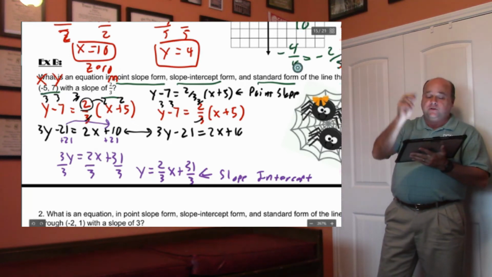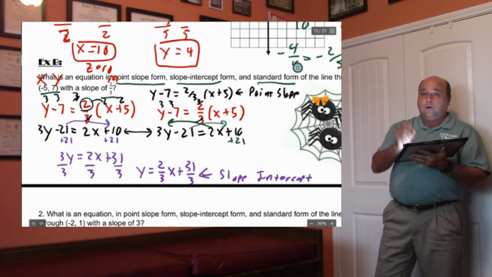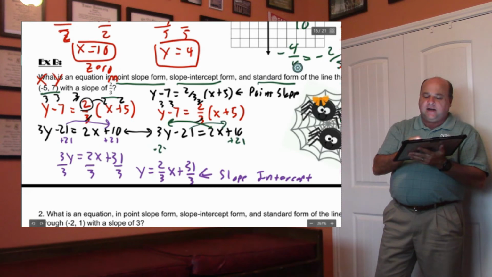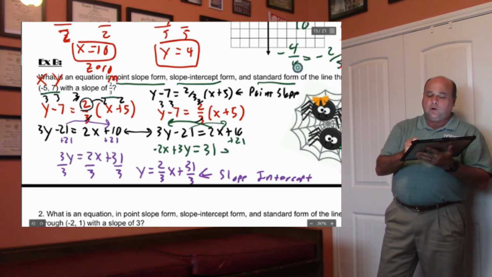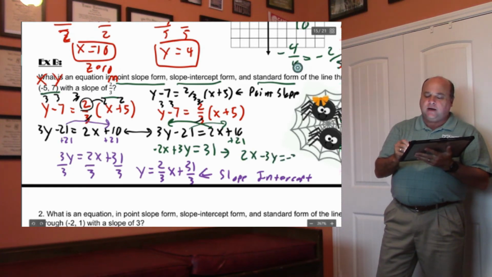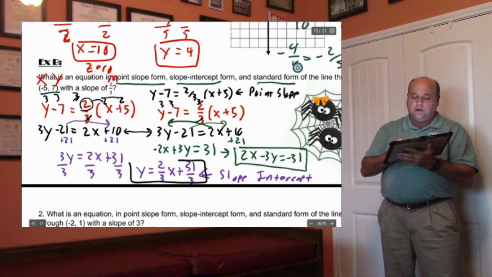So I'm going to do all this in one step here. I'm going to move the 2x to the left, and I'm going to move that 21 to the right. So when I move the 2x to the left, I'm going to get negative 2x plus 3y equals 10 plus 21 is 31. Now then the x is negative. So I'm going to switch all the signs. 2x minus 3y equals negative 31, and that is standard form. So notice I have all 3 equations right here, don't I?